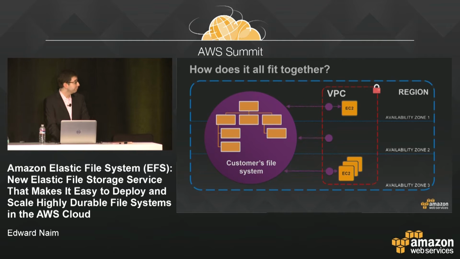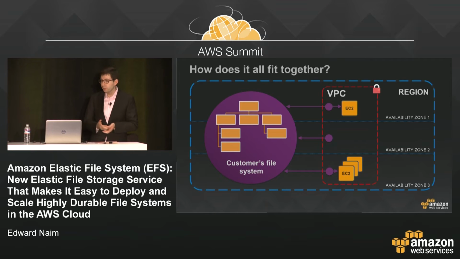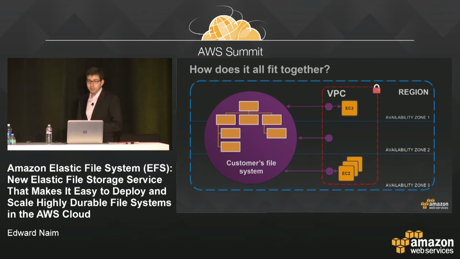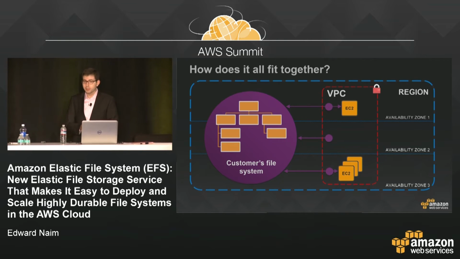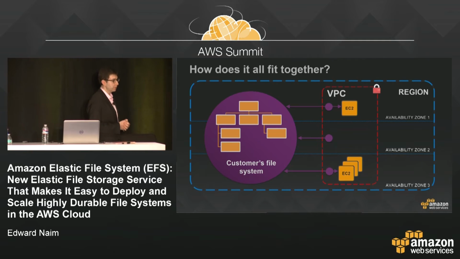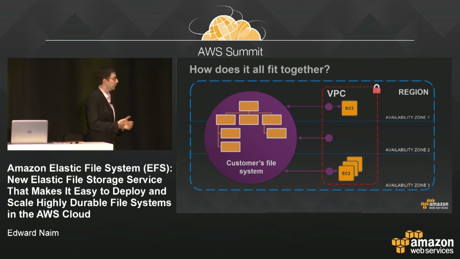So how does it all fit together? To recap, you have a region, you have a VPC, which is owned by the customer, and VPCs span multiple AZs within a region. You, the customer, will have EC2 instances in your VPC, and those will reside within particular AZs. In this example, we have EC2 instances in 2 of the 3 AZs in this region. Then you have mount targets within each AZ, and those act as the endpoint to the file system. That's what the EC2 instances send their traffic to.